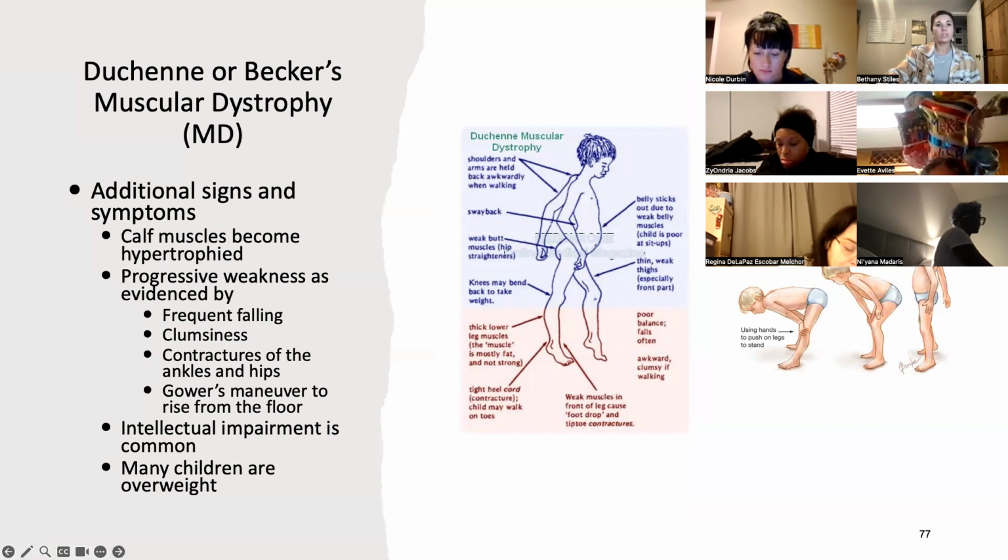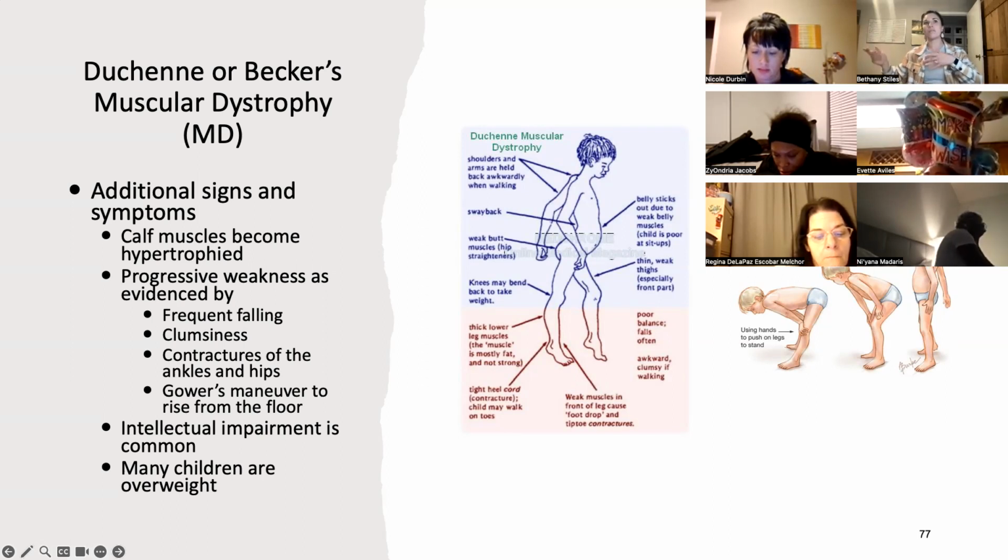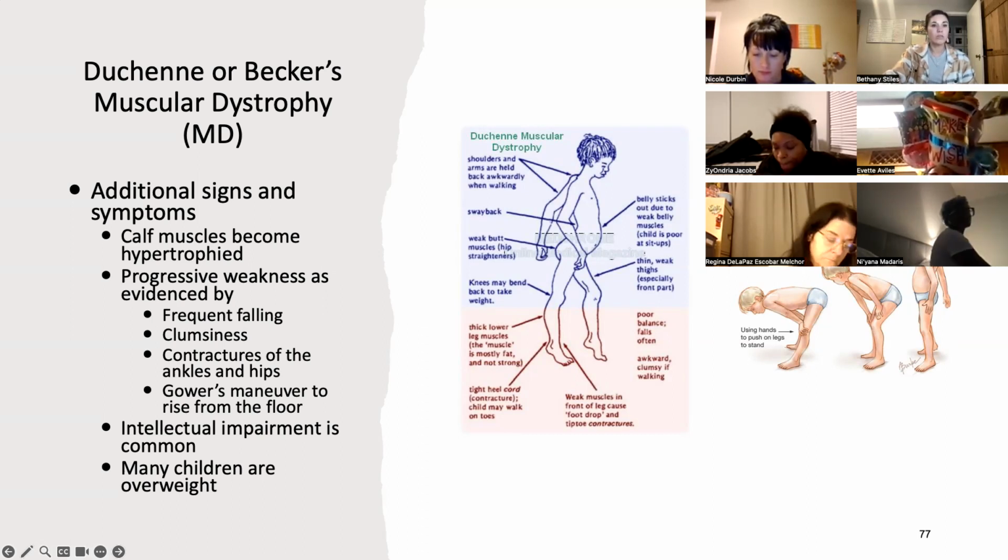That progressive weakness is going to cause them to frequently fall, be considered clumsy. You can also notice contractures of the hips and ankles. And then they do Gower's maneuver to rise from the floor. So it's kind of like your elderly patients where they have to do this progression to be able to get up from the floor. So they've got to slowly work themselves up, kind of using their body to be able to get to completely standing. And then this is often accompanied with intellectual impairments and obesity.